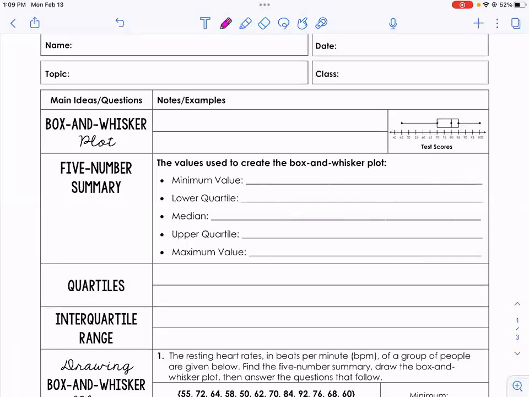Okay, so we're going to talk about box and whisker plots. I love box and whisker plots. They're very useful in displaying data. This is also something that you're going to use in your projects that I will introduce to you tomorrow or the next day.